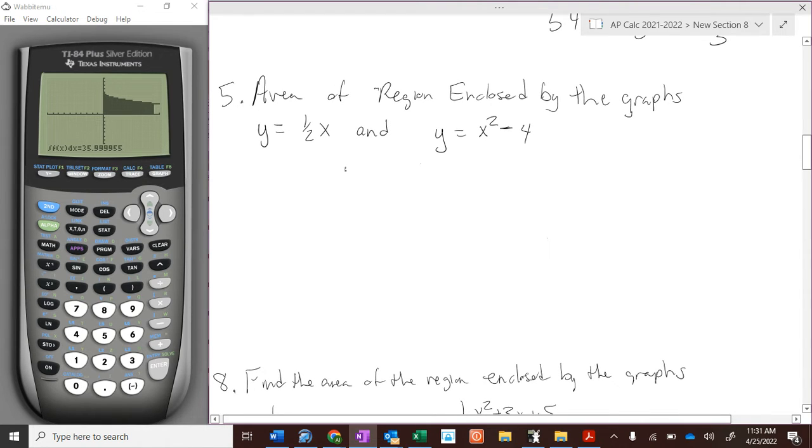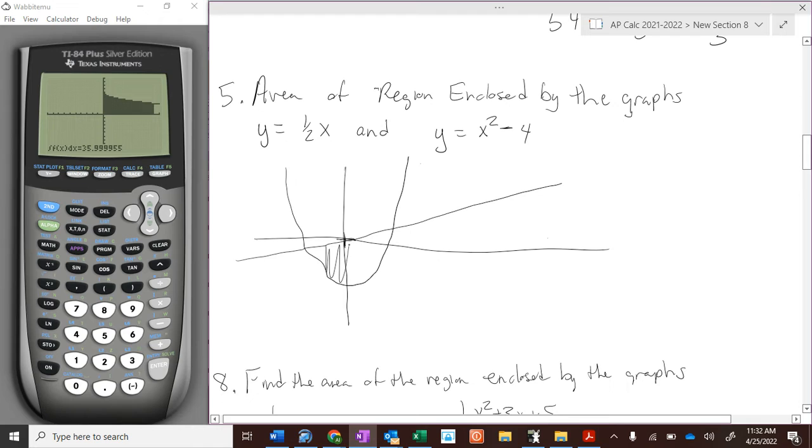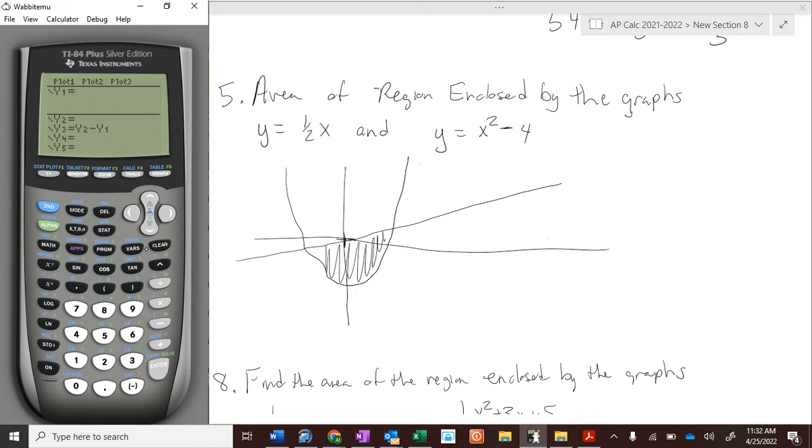Well, y equals 1/2 x is a graph going like this through the origin. Y equals x squared minus 4 is a graph that looks like this. How do we find the area of that region enclosed by them? So graph them both: 0.5x and x squared minus 4.